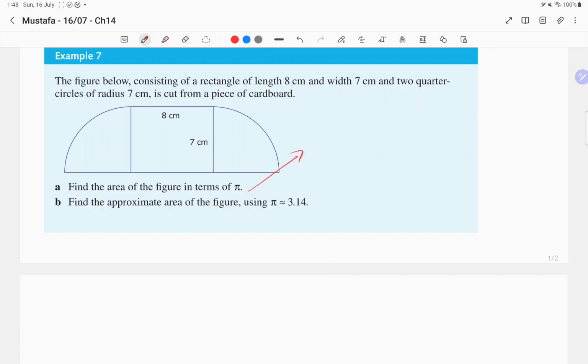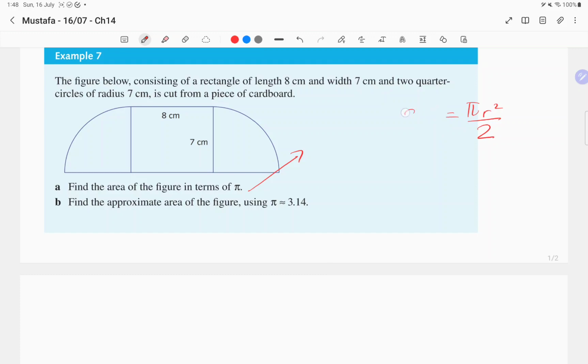Pi times... wait, pi r. What's the formula for area of a circle? Oh yeah, pi r squared. So a semicircle would be? Just pi r. Isn't it just pi r? No, because that means you're dividing by r. You're not dividing by r, you're dividing by 2.